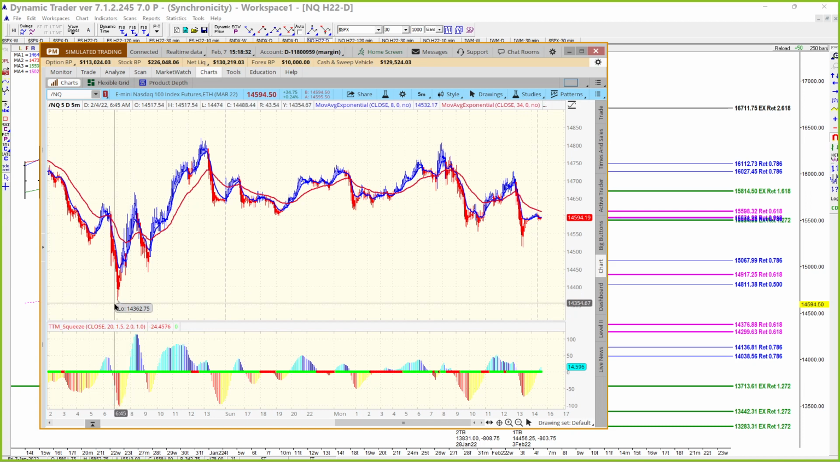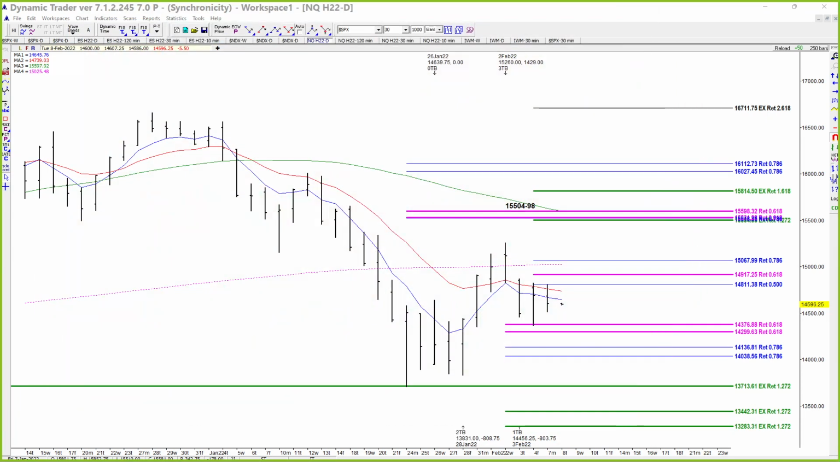But here, for example, is where you tested the support. Here's a moving average crossover, and in the process, we did take out a prior swing high, I believe, right over here. All right, let's see what else we have.